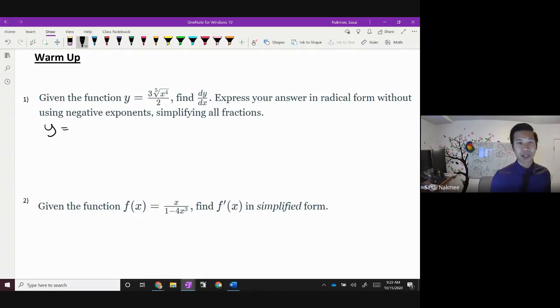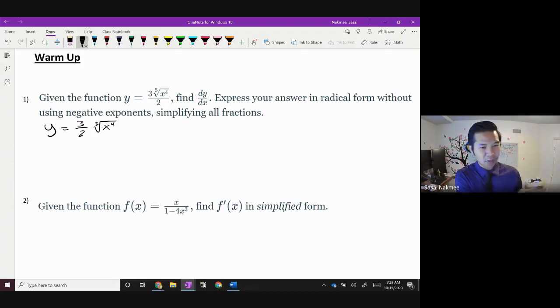I know some of you are like, I have the rules memorized and I just want to jump into it. That's all well and dandy, but sometimes it's nice to rewrite your function, right? So 3 over 2 could be rewritten as a coefficient, 3 over 2 times that. It's the same thing. It's just multiplying in front.